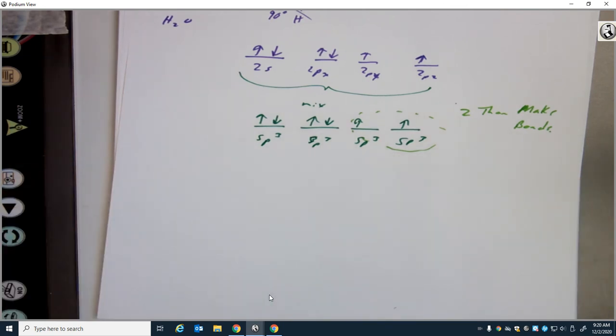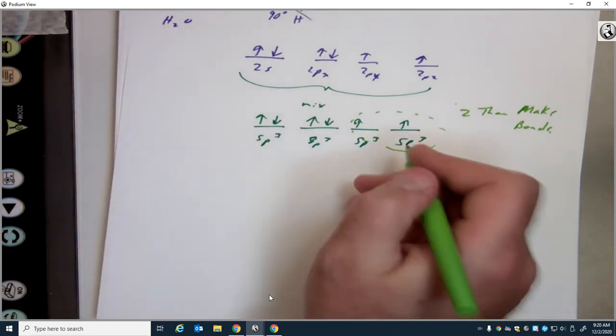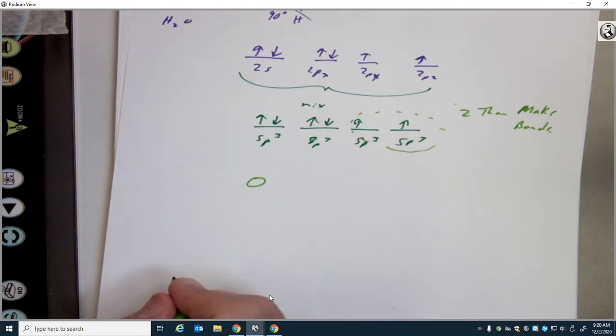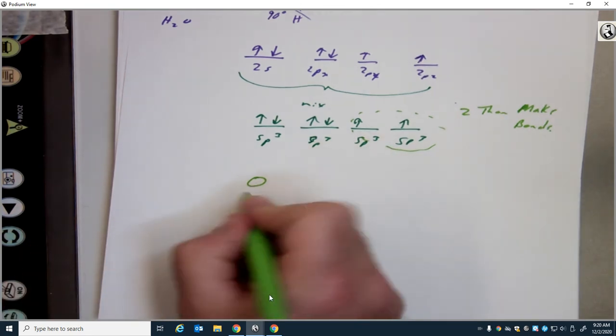And again, it's probably going to make sigma bonds, especially if it's order. All right. Now, why do we think this? Well, if we look at oxygen when it's bonded, it actually kind of makes a tetrahedral shape. Okay, it makes a tetrahedral shape.